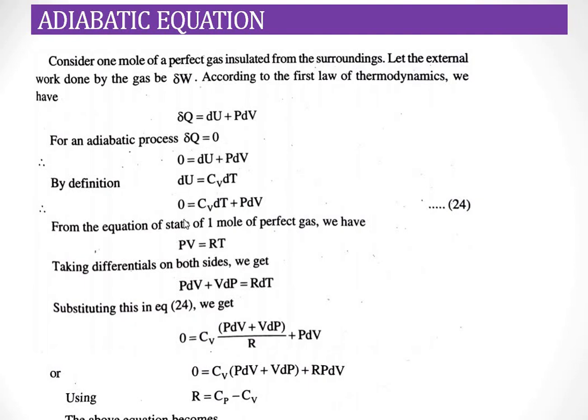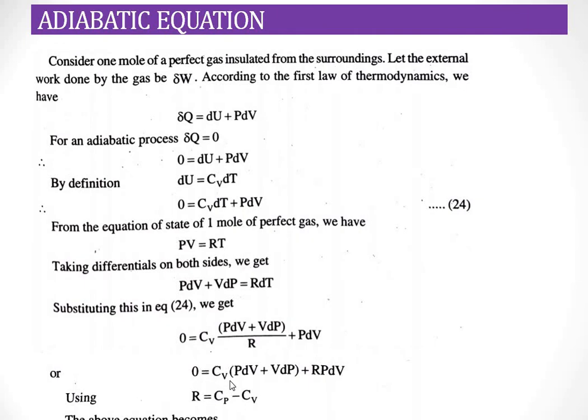So we can rewrite this dQ as 0 is equal to Cv dT plus PdV. For one mole of a gas, the ideal gas equation can be written as PV is equal to RT. When we differentiate this equation, we get PdV plus VdP is equal to RdT. So substituting this in the equation, we write dT as PdV plus VdP divided by R. So 0 is equal to Cv into (PdV plus VdP) divided by R, plus this term PdV.